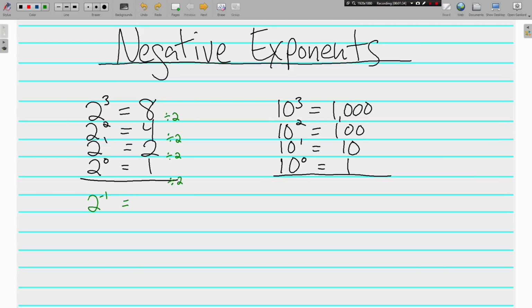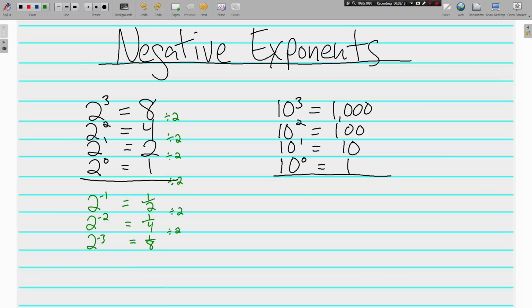Well, we can apply that same thinking to get from 0 being the exponent to negative 1 being the exponent. We're going to divide 1 by 2. 1 divided by 2 is 1/2, or 0.5, but we'll stick with fractions for now. If I go again, 2 to the negative second, 1/2 divided by 2 is 1/4. 2 to the negative third, 1/4 divided by 2 is 1/8.